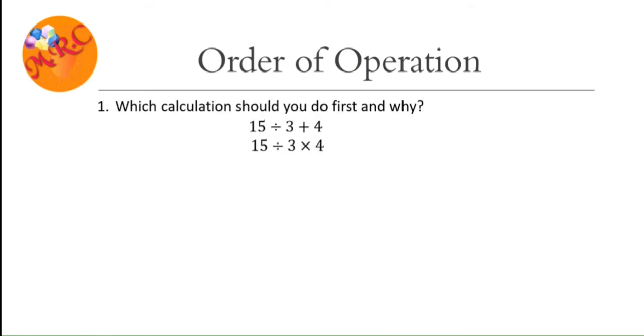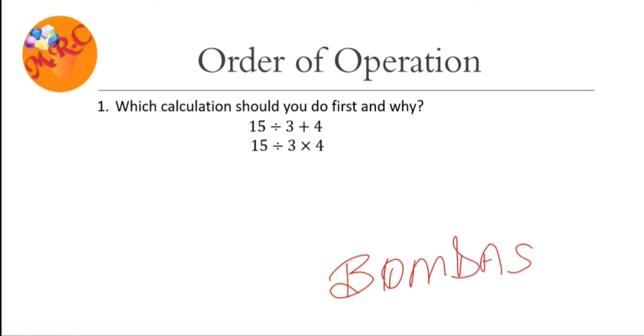Which calculation should you do first and why? Let's write BIDMAS again, or another one, BOMDAS. Which of these calculations should I do first and why? Looking at the first question, this is A, and that's B. They are two different questions. Looking at A, based on the method, I need to do multiplication or division before I do addition. There are two operations happening, division and addition, so I need to do the division first before the addition or the subtraction.